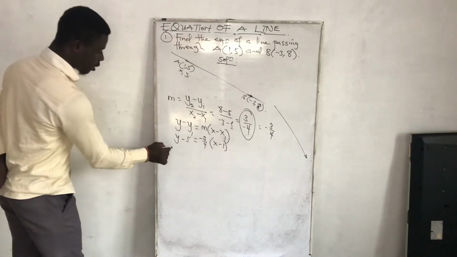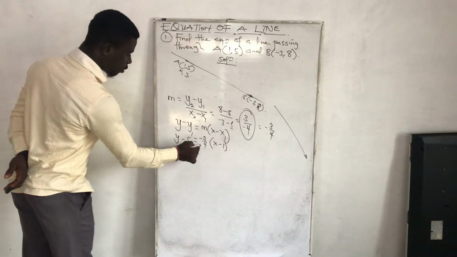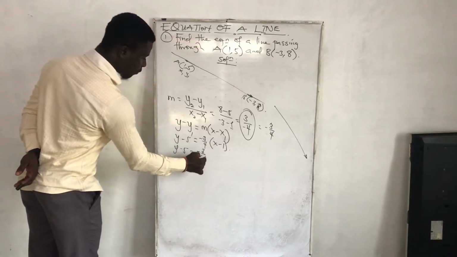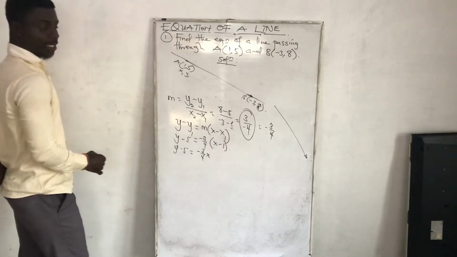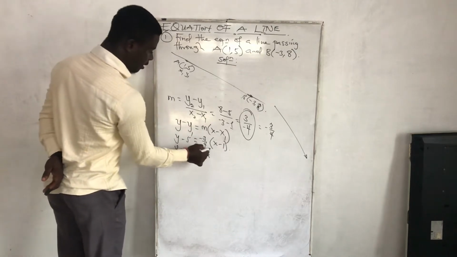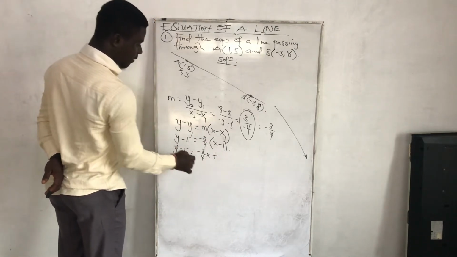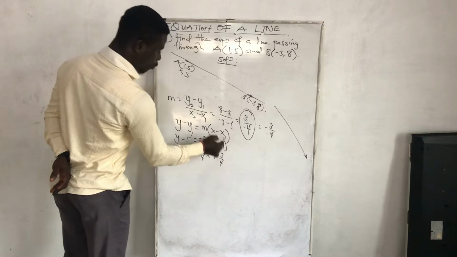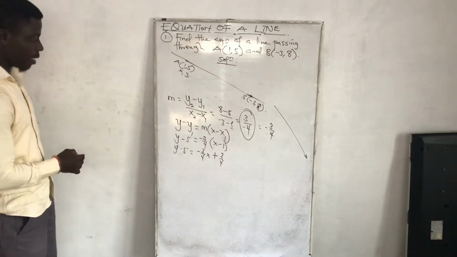So now we can multiply. Y minus 5 equals, I'll get -3 on 4 x, then negative times negative, which is positive. So I get 3 on 4 because it's multiplying 1. We get the same answer.